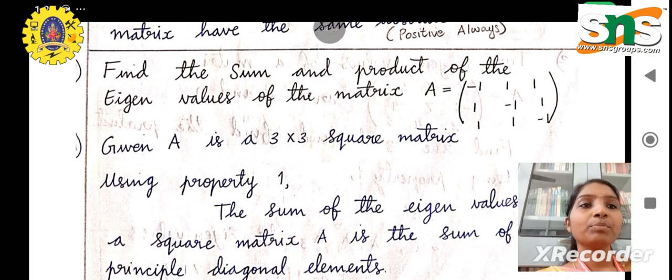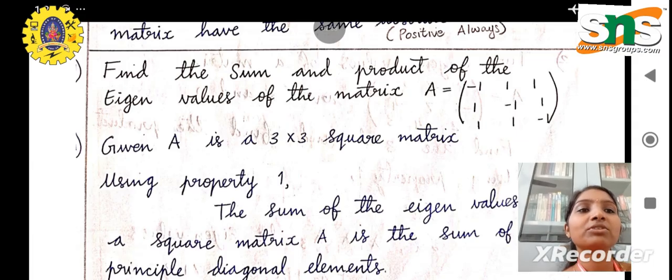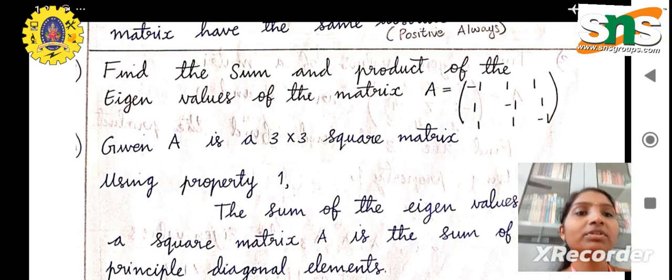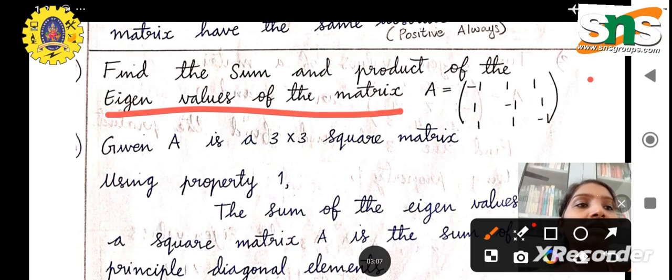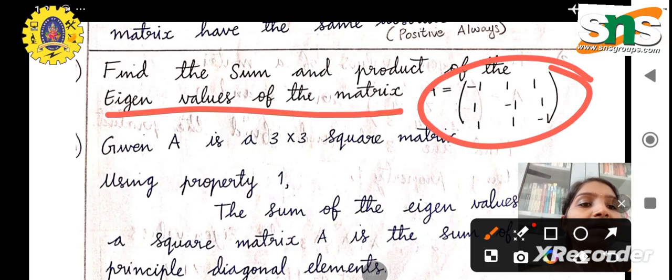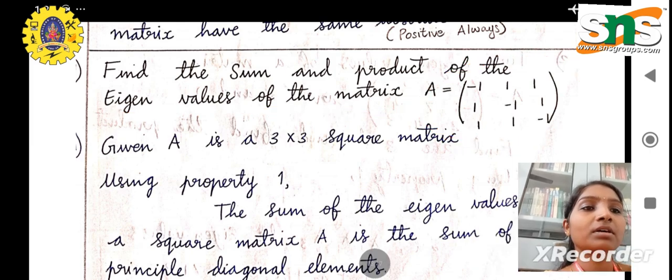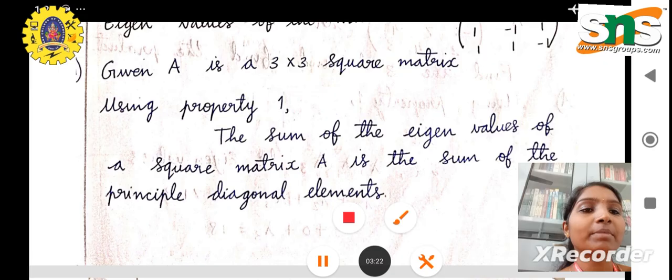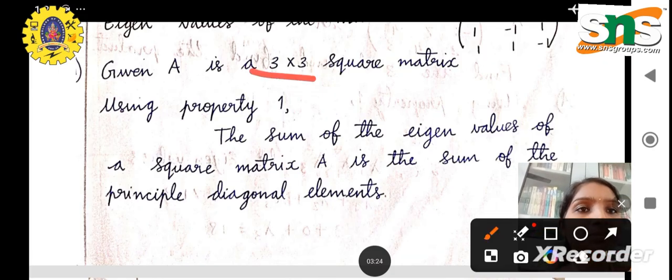Now we will have a problem regarding the eigenvalues and eigenvectors. Find the sum and product of the eigenvalues of the given matrix A. The matrix A is equal to minus 1, 1, 1; 1, minus 1, 1; and 1, 1, minus 1. On looking at this, we notice that it is a square matrix. The given A is a 3 cross 3 square matrix, which means it is of order 3.